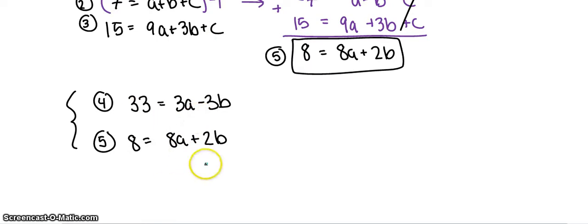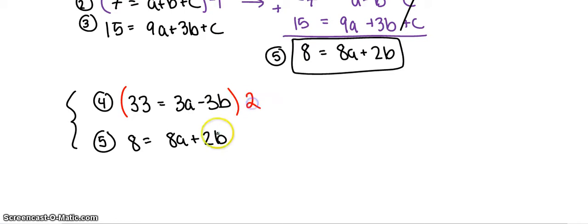So in order to do elimination on this system, we want to eliminate either a or b so we can get one variable alone and we'll be able to solve for one value. Unfortunately, I'm going to have to multiply both equations because I can't just multiply this by like 1 or 2 because nothing will cancel here. But instead, let's say I want to cancel out the b's.